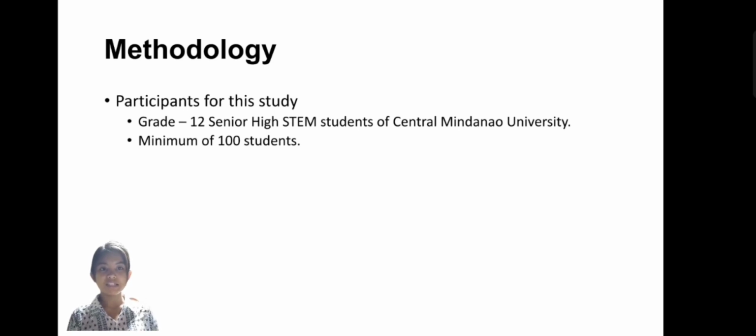Participants of this study. The respondents of this study are the selected Grade 12 senior high STEM students of Central Mindanao University. A minimum of 100 students will be encouraged to participate in our survey for this research to be effective.